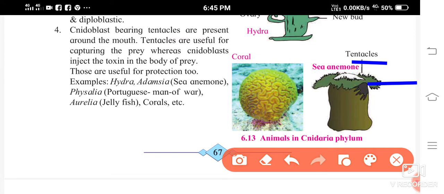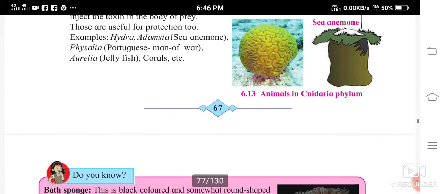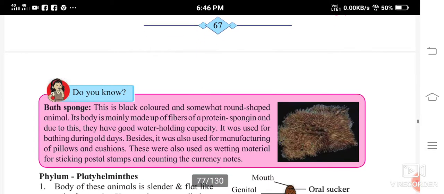Now see, examples are Hydra, Adamsia, that is a sea animal, Physalia, that is Portuguese man of war, Aurelia, jellyfish, and corals, etc.